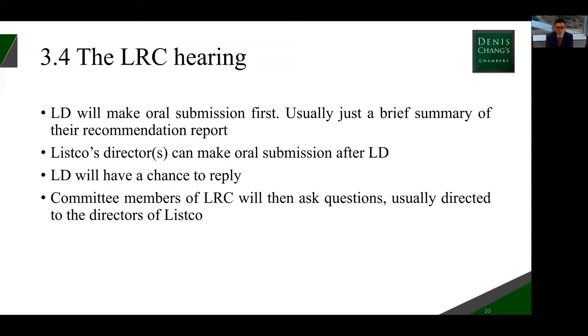And at the hearing itself, what happens is that the representative from the listing division will first make an oral submission. Usually it will just be a summary of their recommendation report. And then the LISCO's directors would be invited to make their oral submissions. And if permission has been granted for a legal representative to speak, then the legal representative will be given an opportunity to speak as well. Then the division will have a chance to reply, and then there will be a Q&A session. In our experience, it's the Q&A session that seems to be the most important part of this whole hearing exercise.